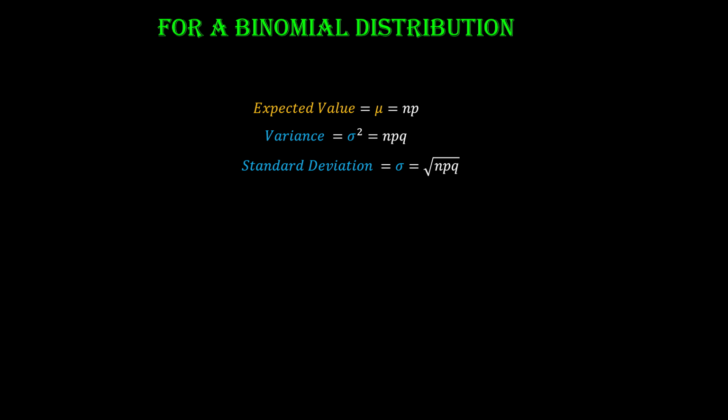Now let's calculate the expected value, variance, and standard deviation for binomial distributions. The formulas are really easy. For the mean, it's n times p. For the variance, it's n times p times q. And the standard deviation is always just the square root of the variance.